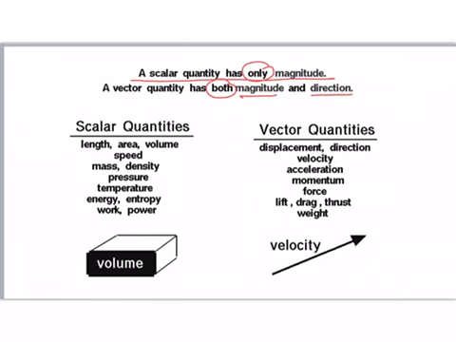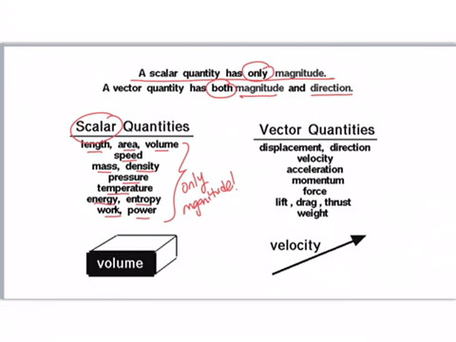Let's give some examples. Length, area, volume, speed, mass, density, pressure, temperature, energy, entropy, work, and power. These quantities have only magnitude. So we call these quantities scalar quantities.